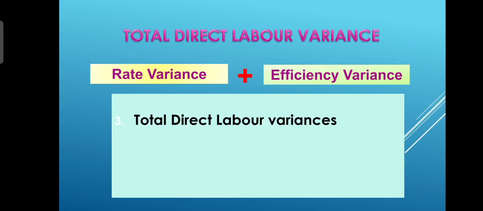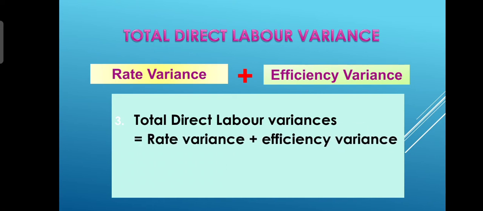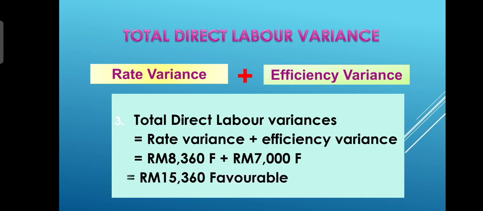Total direct labor variance. Rate variance plus efficiency variance. RM8,360 favorable plus RM7,000 favorable. So the answer is RM15,360 favorable.